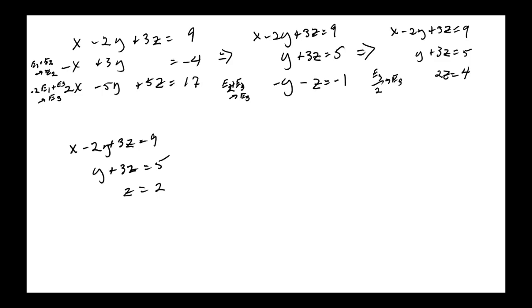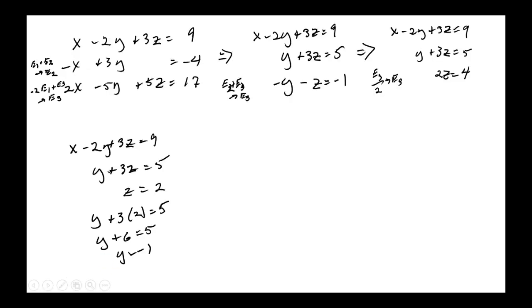Now, remember what we called this part before? Back substitution. So move up one row and say y plus 3 times 2, because z is equal to 2, is equal to 5. Okay. Solve this. That would be y plus 6 is equal to 5. What would y be? y is equal to -1.